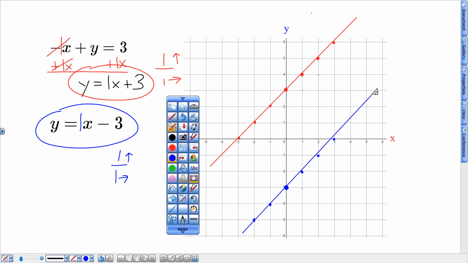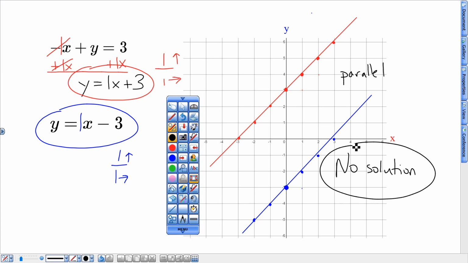Know that these two lines are what we call parallel. That means there is no solution. There is no place where they meet. Second word is blue. So that is a no solution, parallel, same slopes.